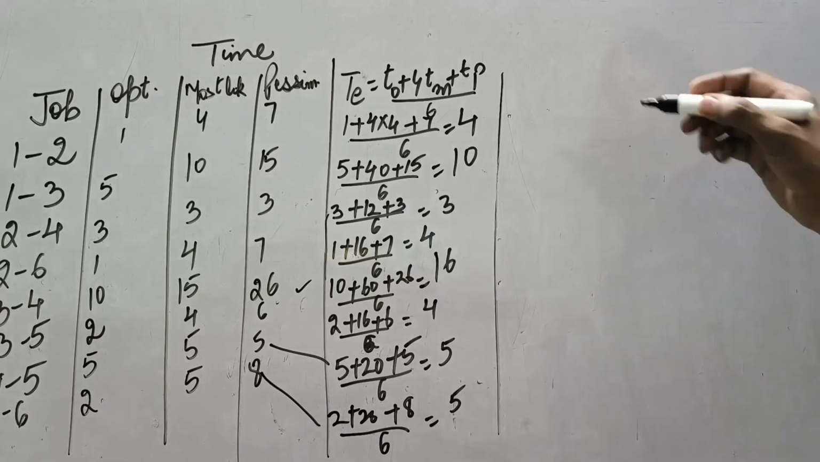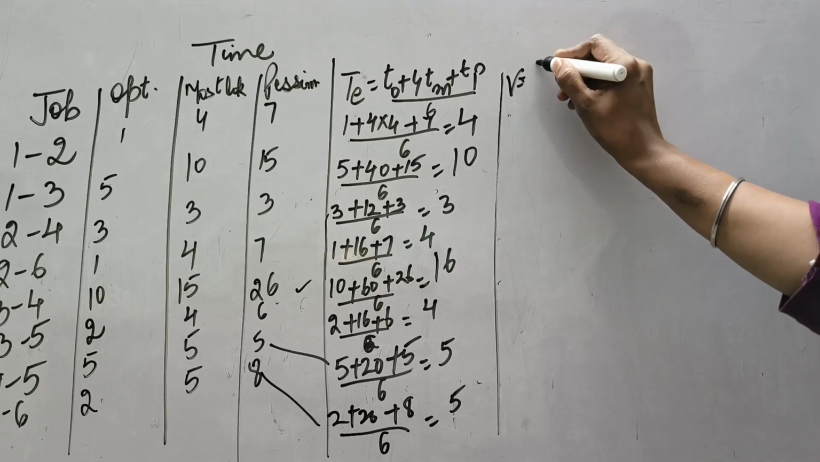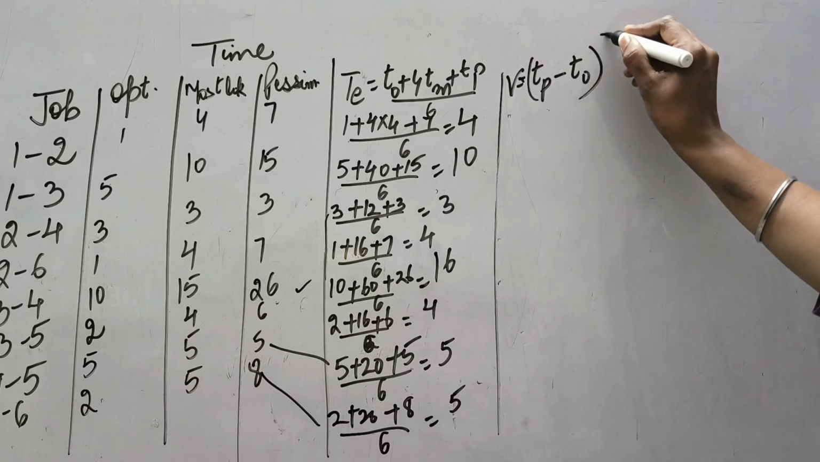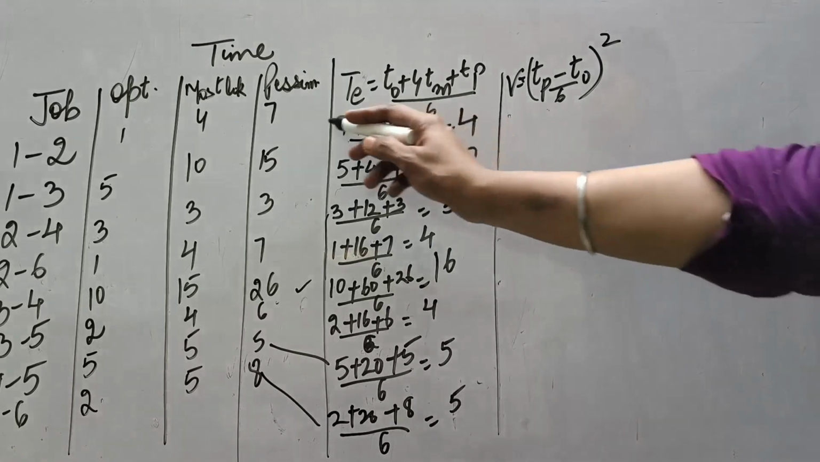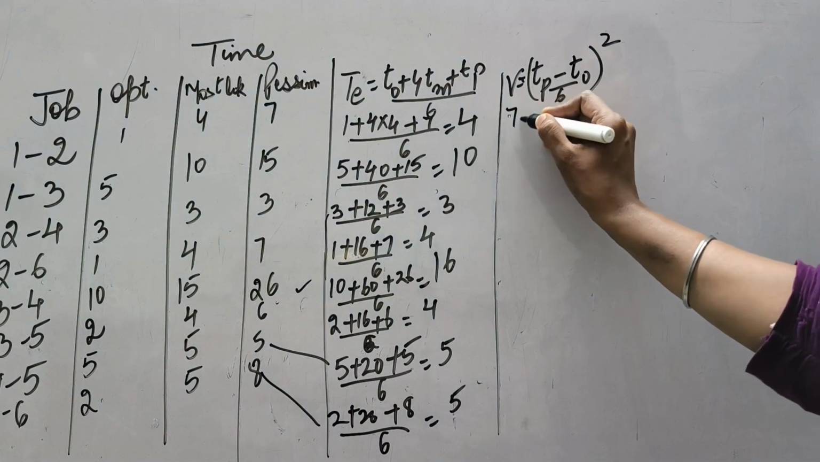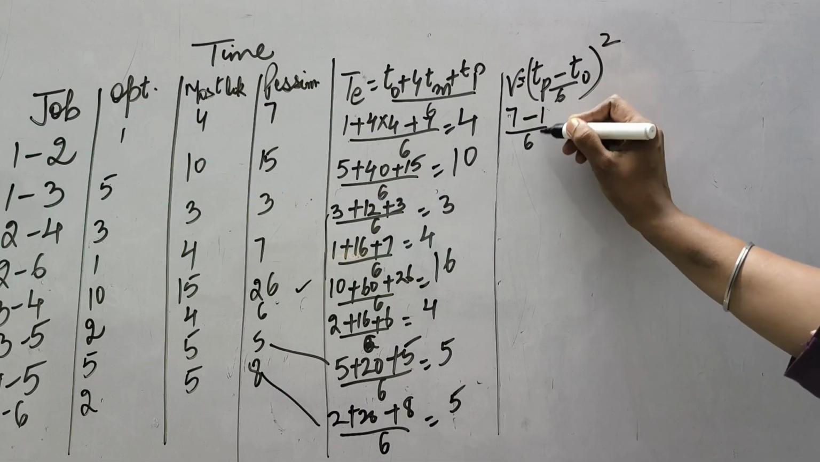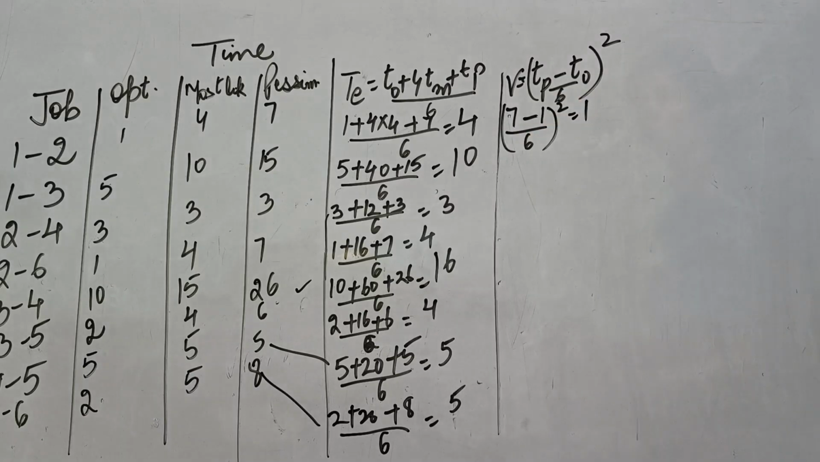Just see the critical path, apply the formula for standard deviation. For this purpose you have to calculate the variance for every activity, and variance formula we have already written. The formula for variance is pessimistic time minus optimistic time whole square, and this is divided by 6. Tp minus To divided by 6 whole square. So in the first case, what is Tp? It is 7. What is the optimistic time? It is 1, divided by 6. So 6 divided by 6, it is 1 and whole square will be 1 only.